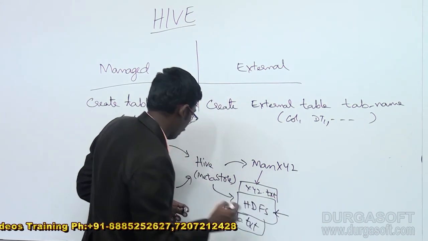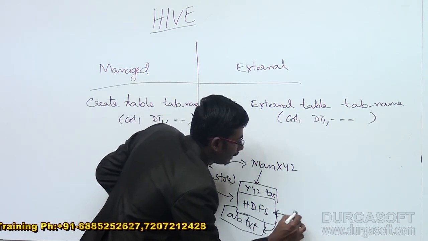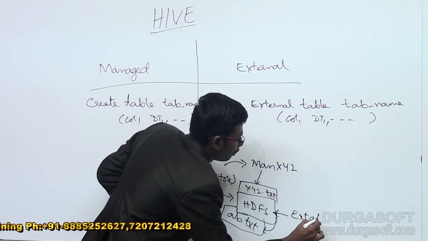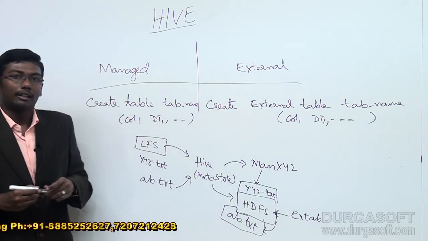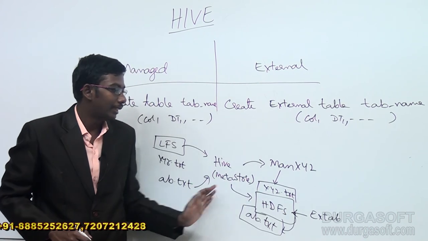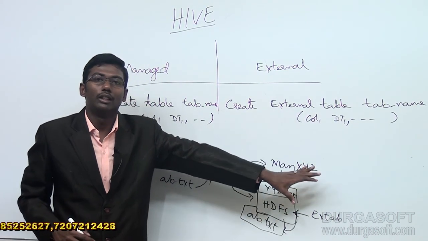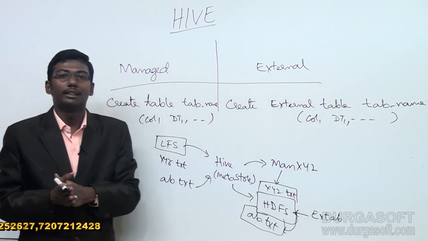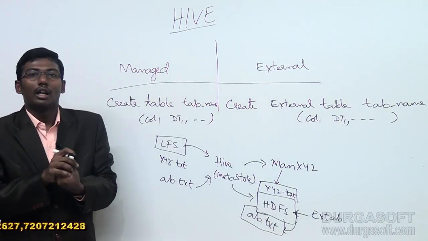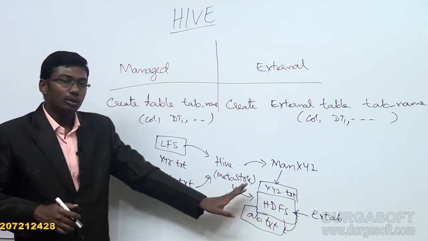The table information has a link with ab.txt, and the table I am creating is ext.ab. Like this I am creating the table, and here we are maintaining this entire information like man tab and x tab. This table information will look like an RDBMS table itself, and the data will also be arranged in the form of rows and columns. This is the table creation.